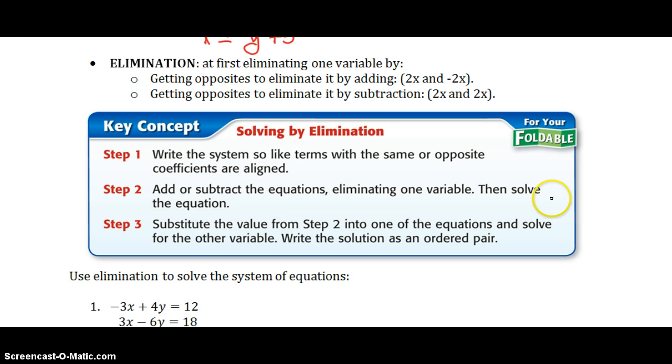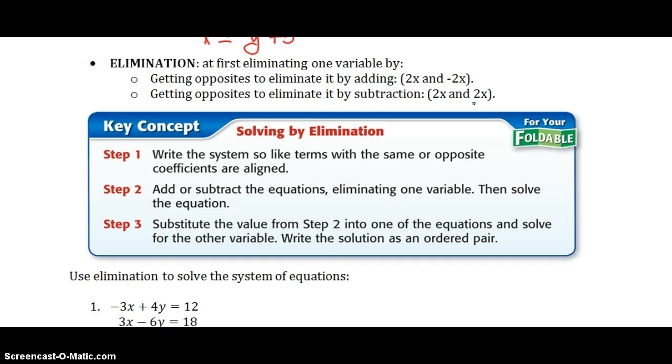Okay, so at first, eliminating one variable. How can I eliminate a variable? By getting opposites to eliminate by adding. So 2x and negative 2x, if I add those two numbers together, they go away. They're eliminated. Getting opposites to eliminate by subtraction. So 2x and 2x, if I add those, I get 4x. But if I subtract those, I eliminate 2x. So you're looking for like terms to eliminate.